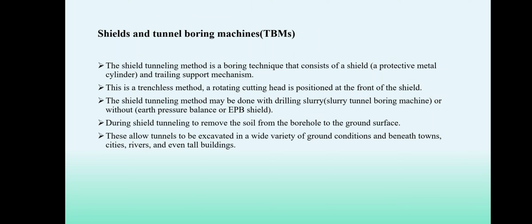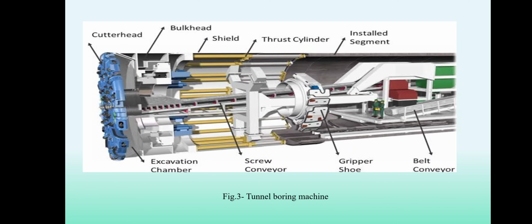Shield and tunnel boring machine. The shield tunneling method is a boring technique that consists of a shield, a protective metal cylinder, and a drilling support mechanism. This is a trenchless method. A rotating cutting head is positioned at the front of the shield. The shield tunneling method may be done with a slurry shield, or with an earth pressure balance shield. During shield tunneling, the soil is removed from the borehole to the ground surface. These allow tunnels to be excavated in a wide variety of ground conditions and beneath towns, cities, rivers, and even tall buildings. These are the components of tunnel boring machines.